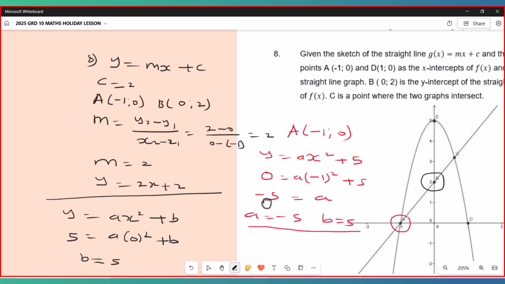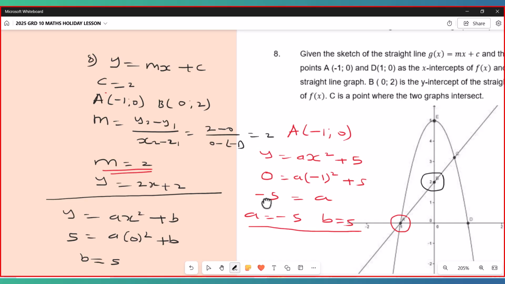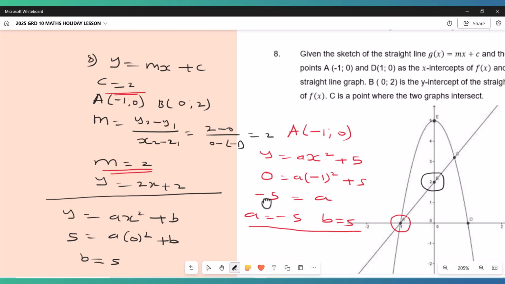The question was saying calculate the values of a, b, c, and m. So our m is 2. Our c is also 2. Our a is negative 5. And our b is positive 5.